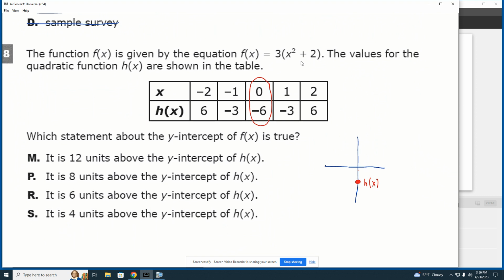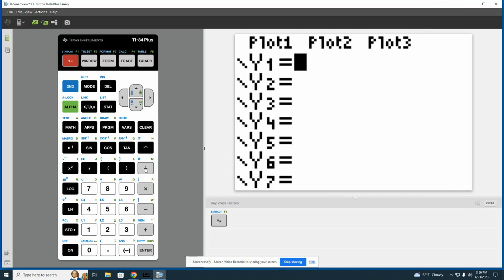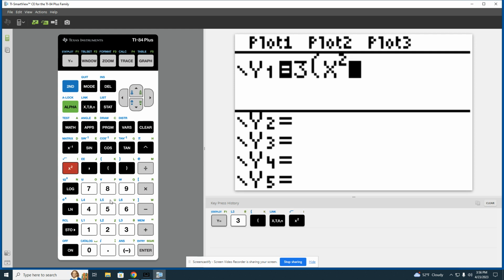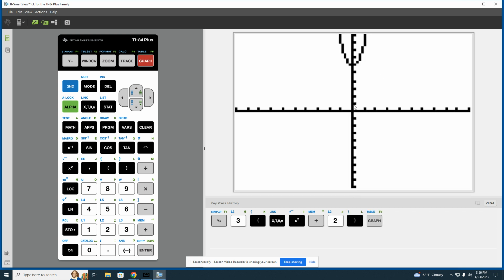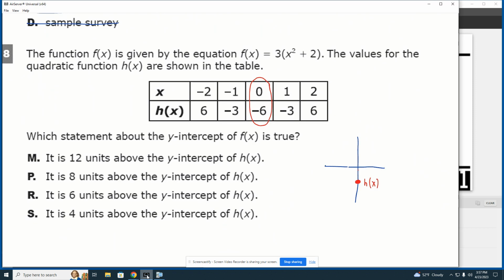So here's the deal. I need to find the y-intercept of f of x. That way I can actually compare them to each other. So I'm going to go to my graphing calculator, and I'm going to type in 3 times x squared plus 2. And I'm going to graph it, and you're welcome to look at the graph, and you can see that's at 1, 2, 3, 4, 5, 6. Or you can look at the table, once again, at where x is 0, and sure enough, there's my y-intercept at 6.